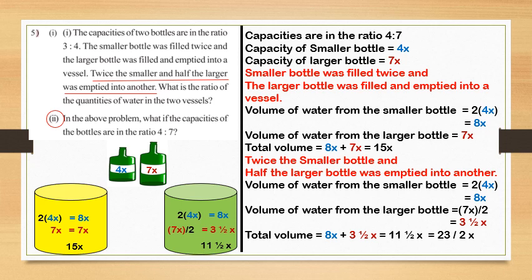Our question is, what is the ratio of quantities of water in the two vessels? We know the quantity of water in the first vessel equals 15x and the quantity of water in the second vessel equals 23 by 2x. So the ratio of quantities of water in the two vessels equals 15x is to 23 by 2x. Let us write it in the form of natural numbers. For that, multiply with 2, we get the ratio equal to 30 is to 23.